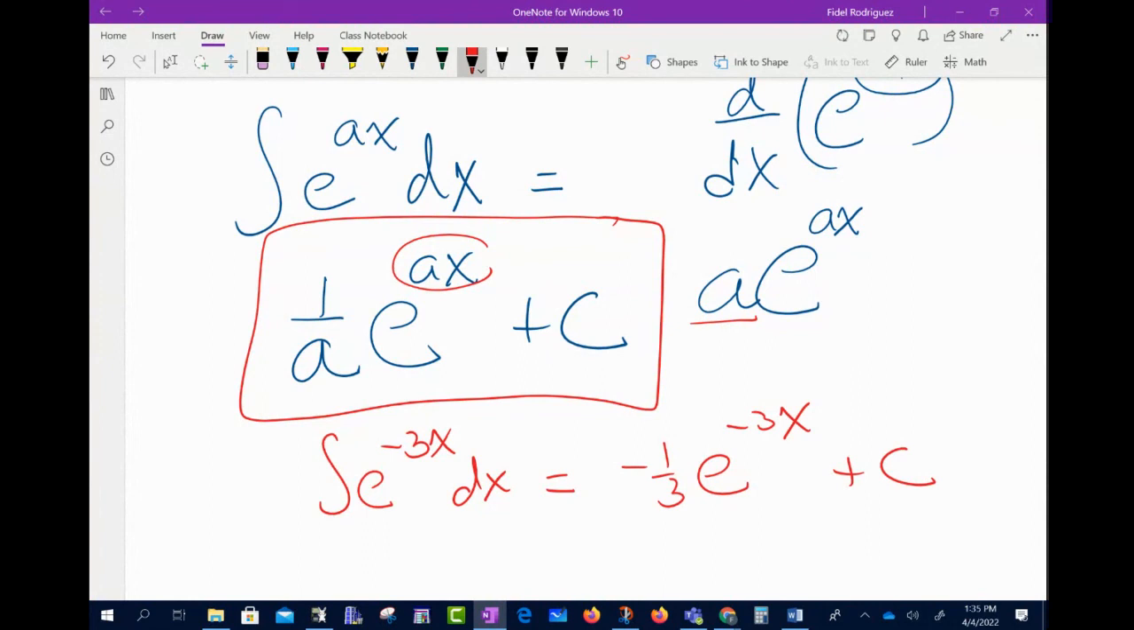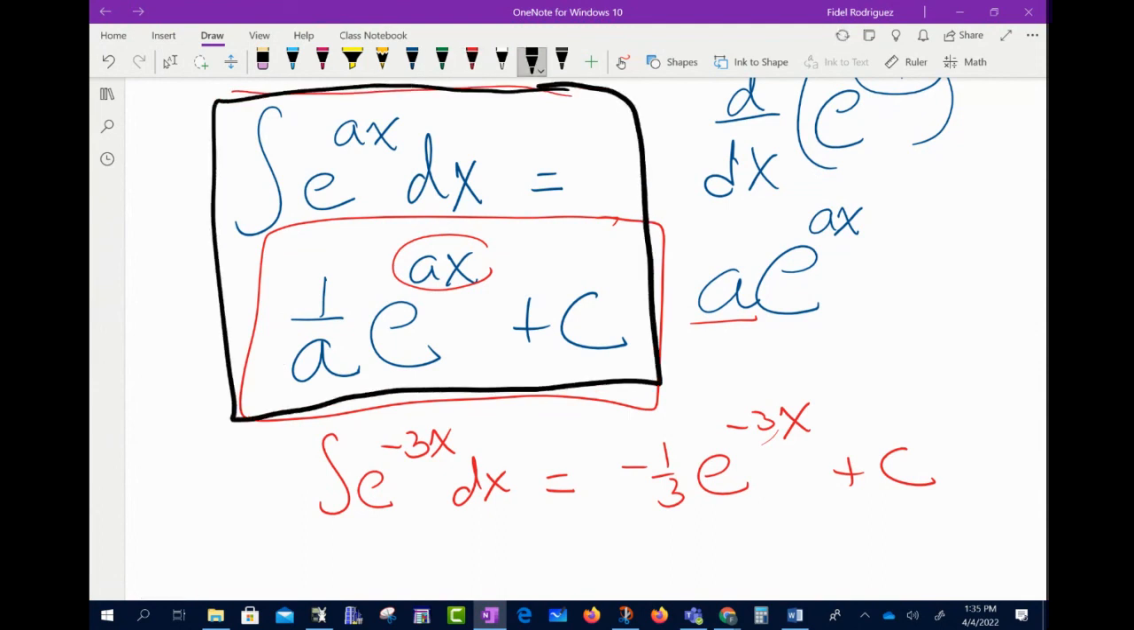That would be my answer, right? Because it's always going to be 1 over that number right there. And now I can integrate any of those kinds of functions. So again, y'all, this just gives me a general formula that I can use when I'm integrating, if I have e to the a power x. It'll always work that way.